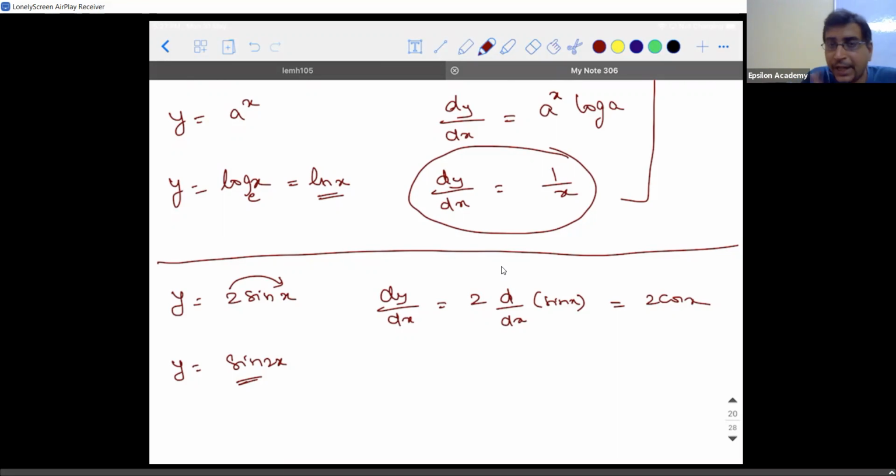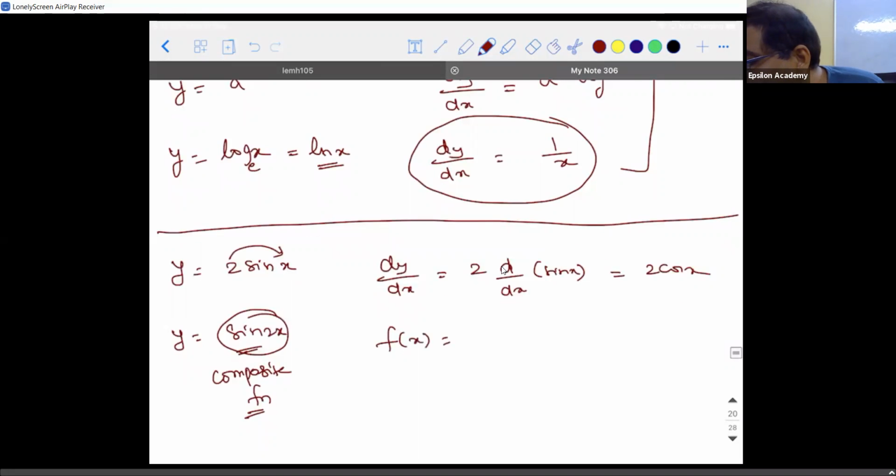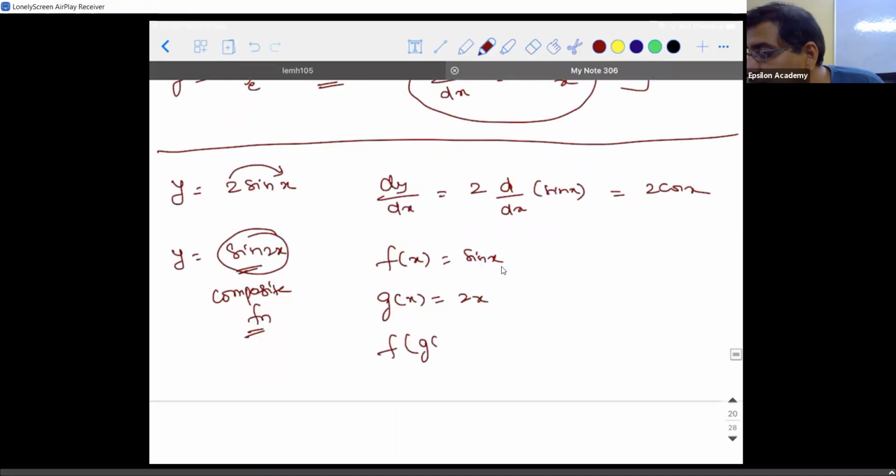But sin 2x is not a product of two functions, it is a composition of two functions. Means this is a composite function. So a composite function has a function within itself. Are you able to understand? So product means function into another function, whereas composition means function within another function. So I can say f of x is equal to sin x, g of x is equal to 2x. If I ask you what is f of g of x, that is sin 2x. And that's what we call y.